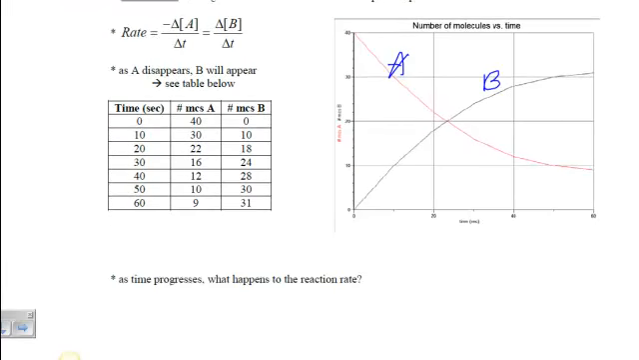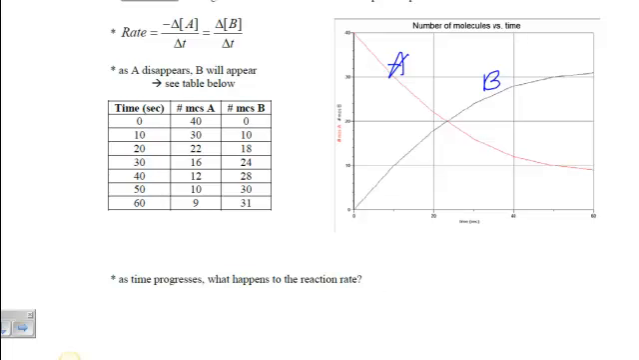As time progresses, we can see that the rate will go down, because if you have less and less particles to break down, it will take longer for them to react.